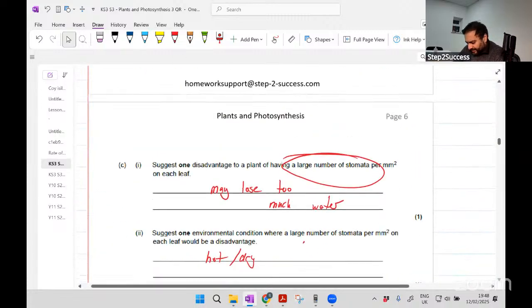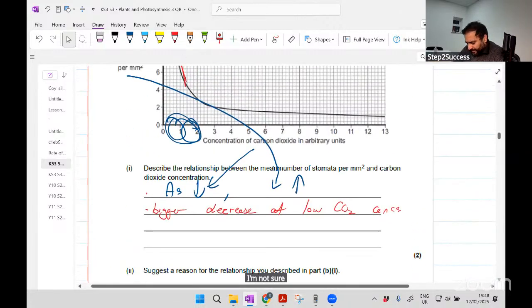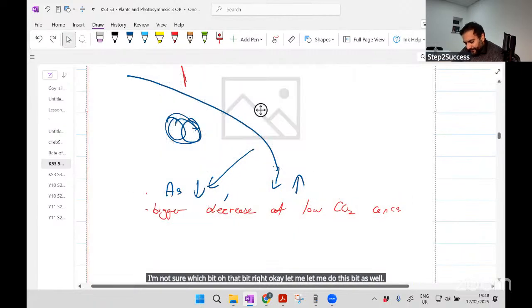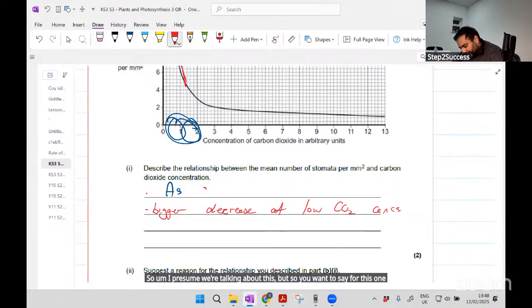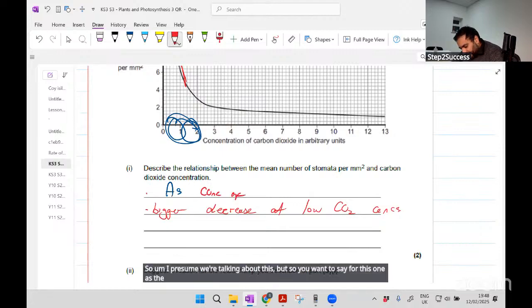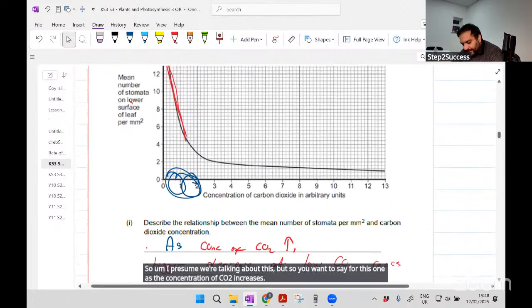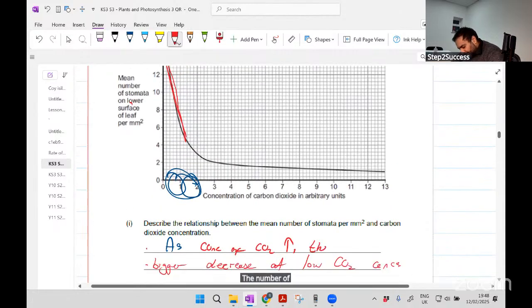I'm not sure which bit. Oh, that bit, right. Okay, let me do this bit as well. I presume we're talking about this bit. So you want to say for this one that as the concentration of CO2 increases, the number of stomata decreases.